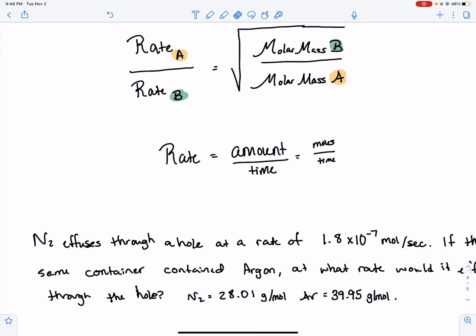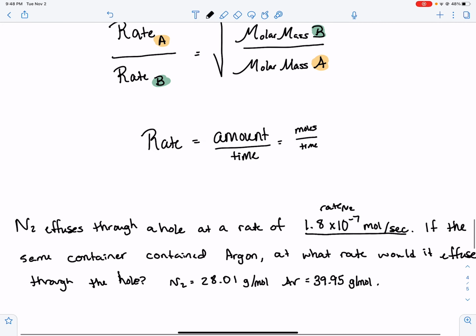So N2 diffuses through a hole at a rate of this many moles per second. So here's my rate, and that's my rate of N2. If the same container contained argon, at what rate would it diffuse through the hole? And luckily, just to save time, you're going to have been given the molar masses of those two things.